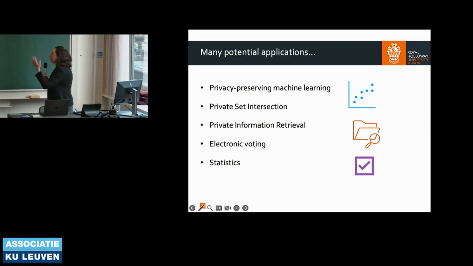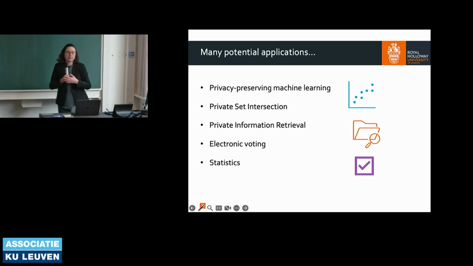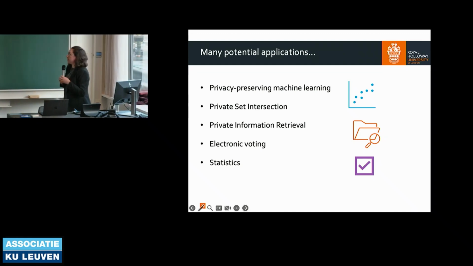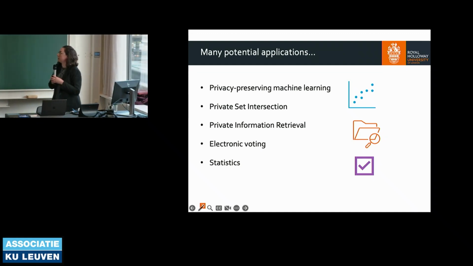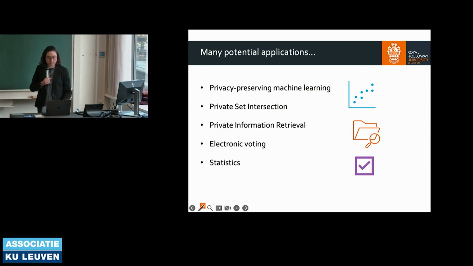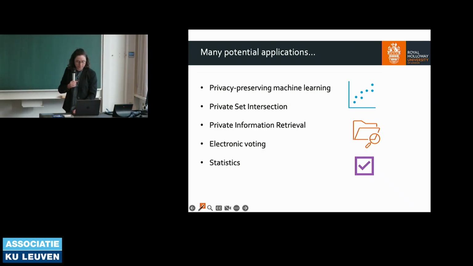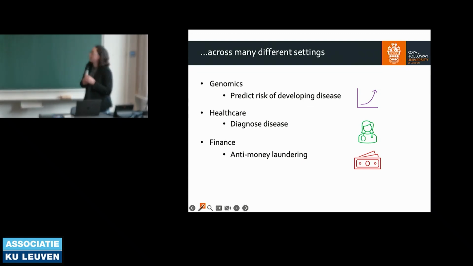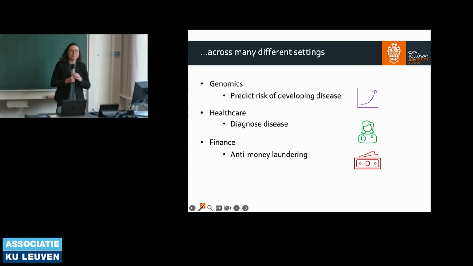And yeah, other kinds of processing of data. We could think of evaluating some statistics on private data. It's in a way similar to the machine learning example. And yeah, there are many more applications possible. And also, as you can imagine, there's many different settings where these applications may be beneficial. So I'll just highlight some of the commonly referenced ones, but again, there's many more.